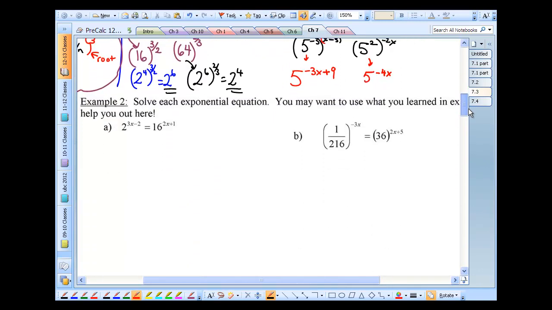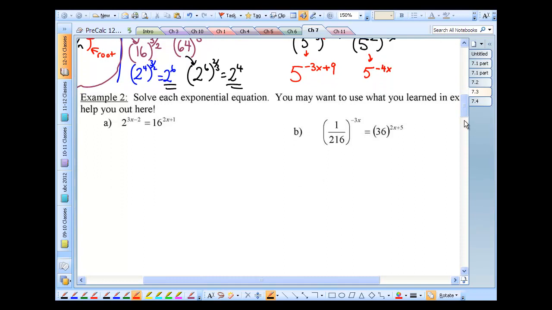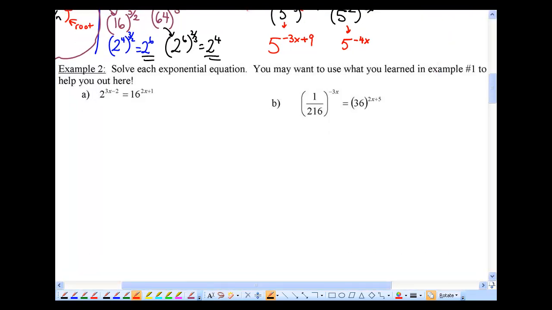Okay? This trick, or this idea is very important, because when we solve exponential equations algebraically, we need to actually change them and rewrite them with the same base first. Okay? That's our ultimate first goal. So 2 to the power of 3x minus 2 equals 16 to the power of 2x plus 1. I hope you know that, oh yeah, 16, that's equal to 2 to the power of 4. So, let's make that switch.